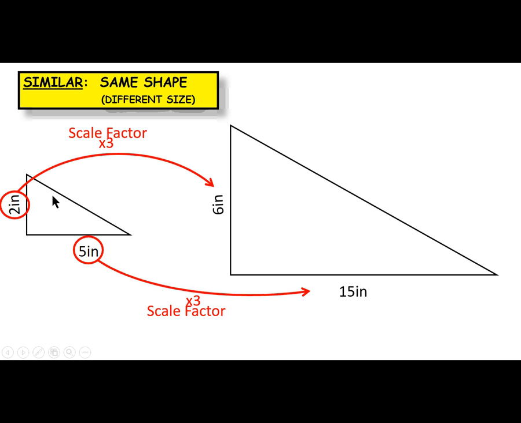Scale factor. It's what we multiply similar objects by, the measurements in one similar object by, to get the corresponding measurements in the other similar object. Now, in this case, we say we're multiplying the little one times 3. We could also do this backwards.